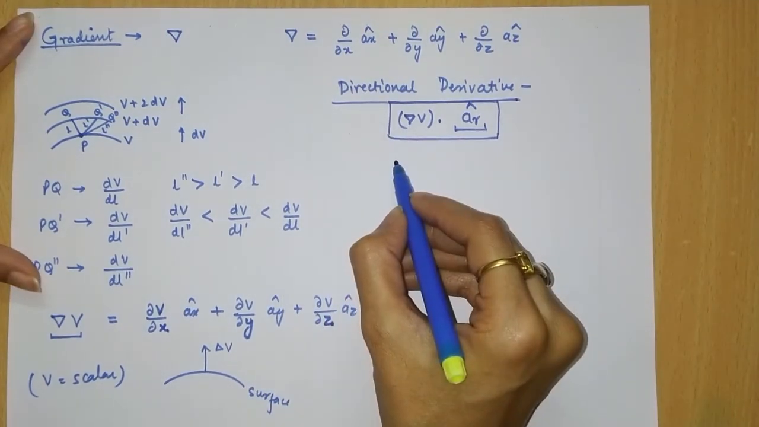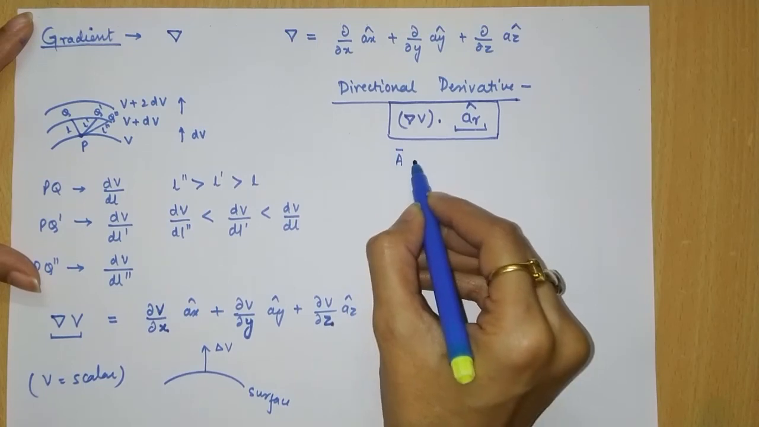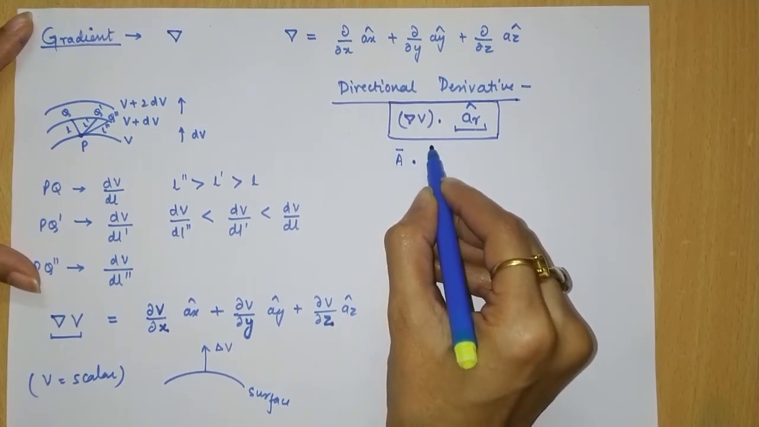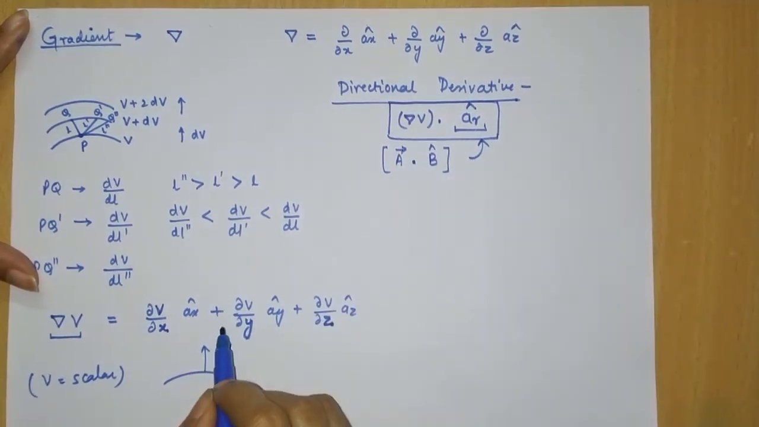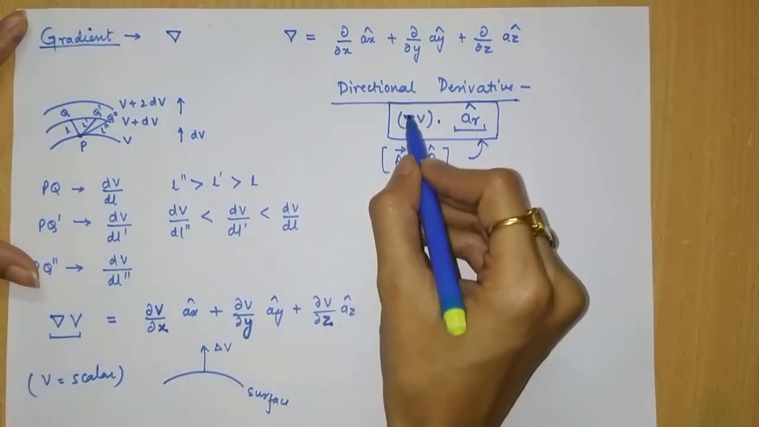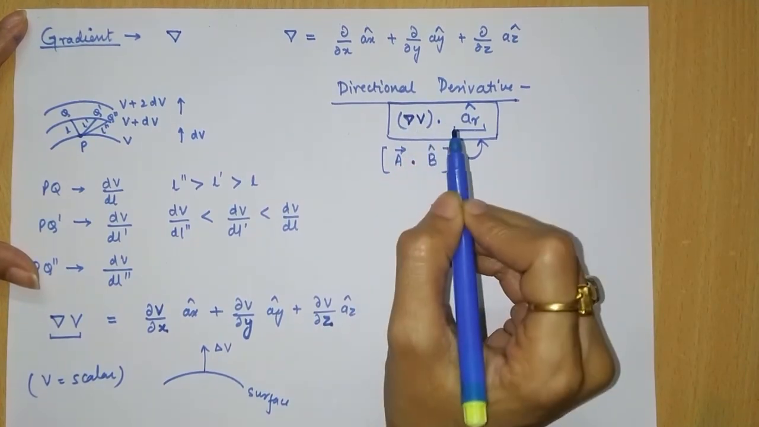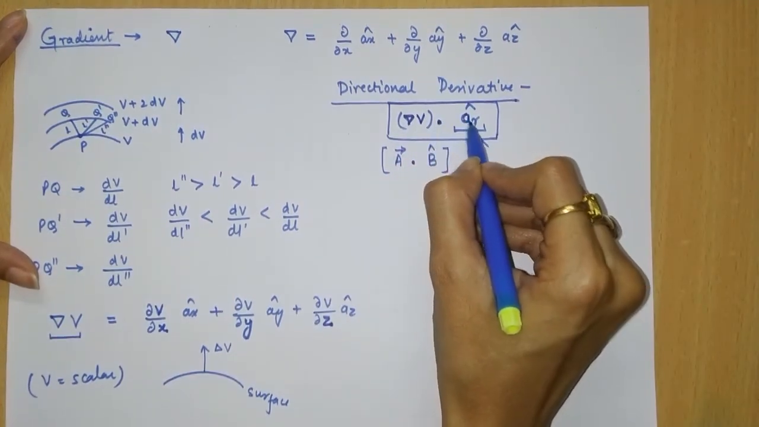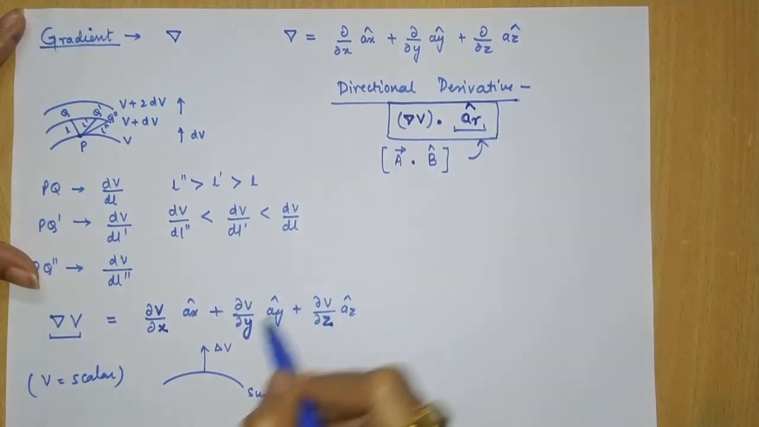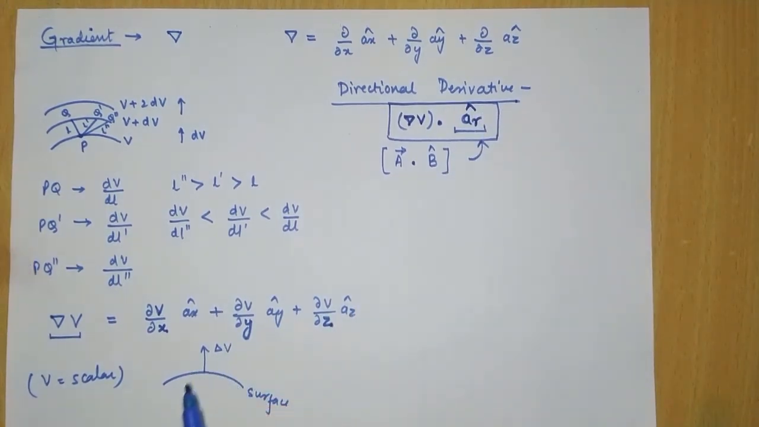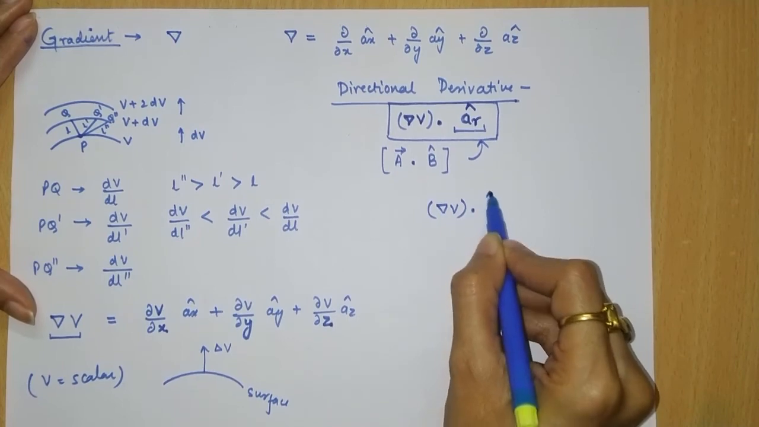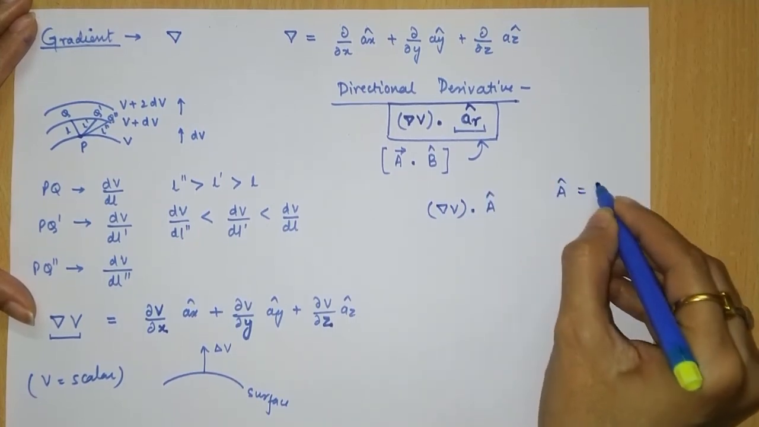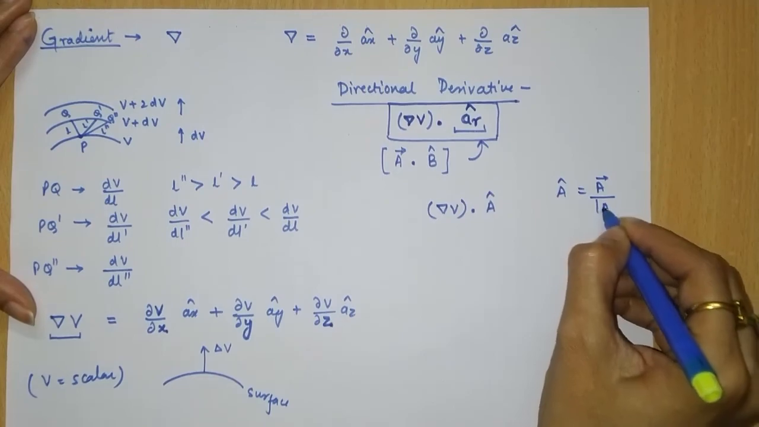In order to find the component of some vector A in the direction of vector B, what do we do? A vector dot B cap. This is the same thing. Directional derivative is the derivative of a function in a particular direction. The direction will be represented by AR cap, or suppose we have to find it in the direction of vector A, then what will we write? Grad V dot A cap. This A cap is given as vector A divided by mod A.